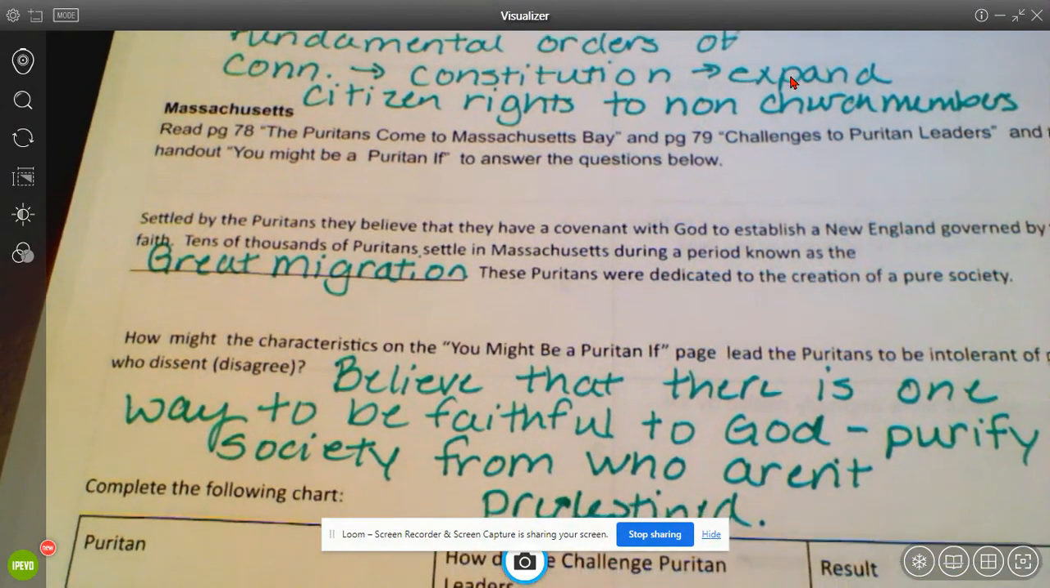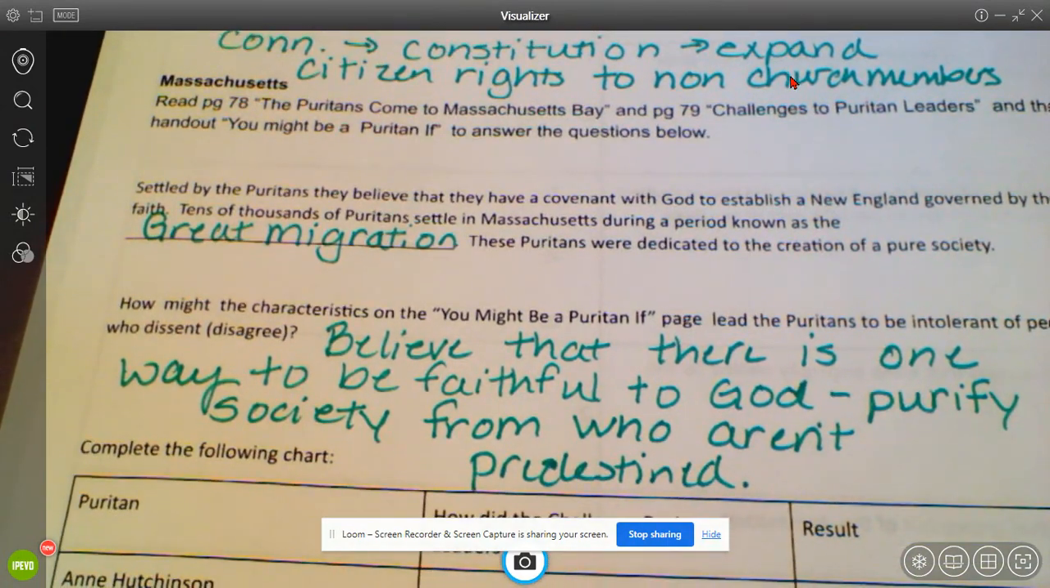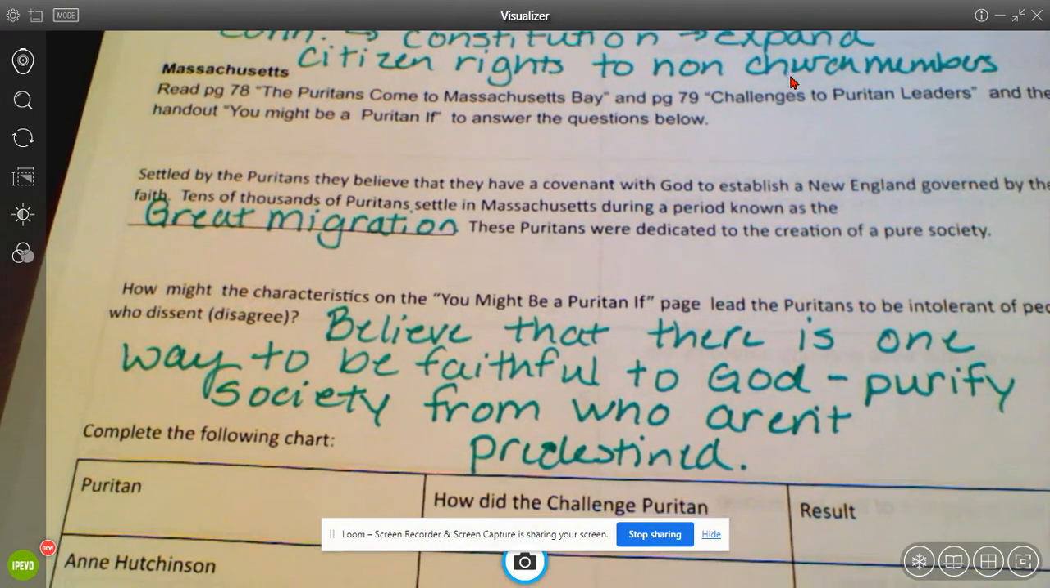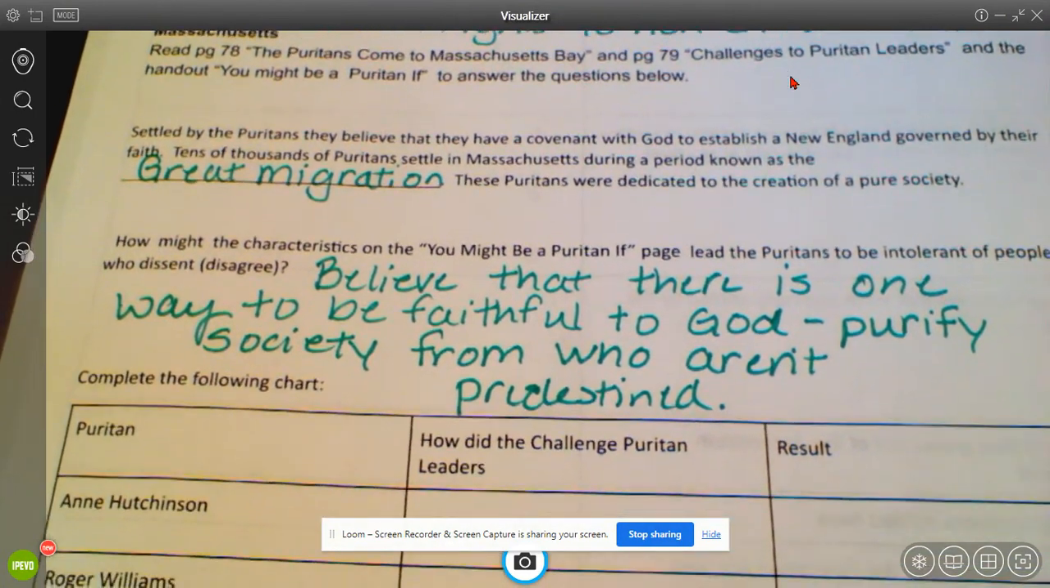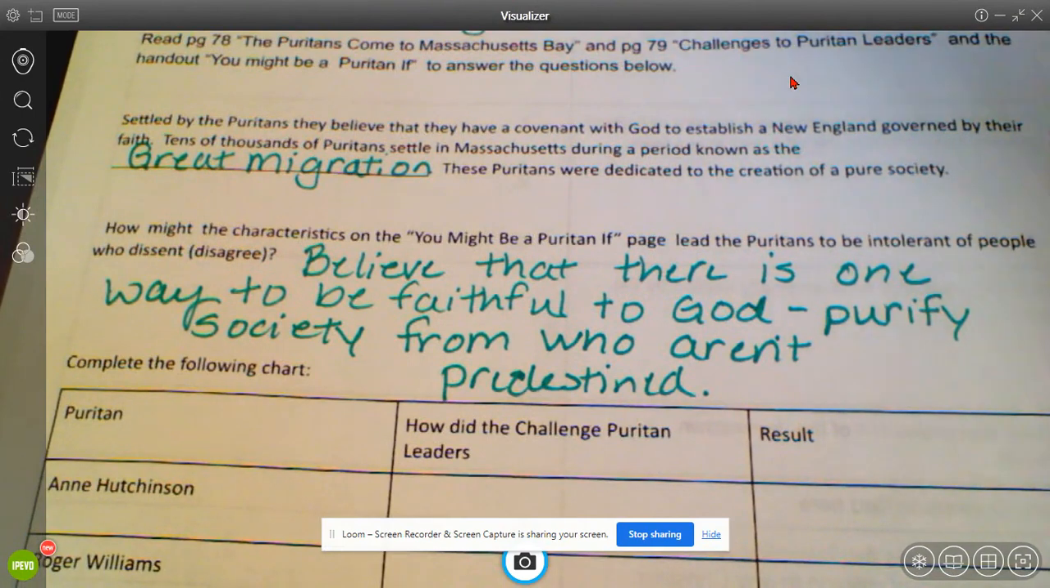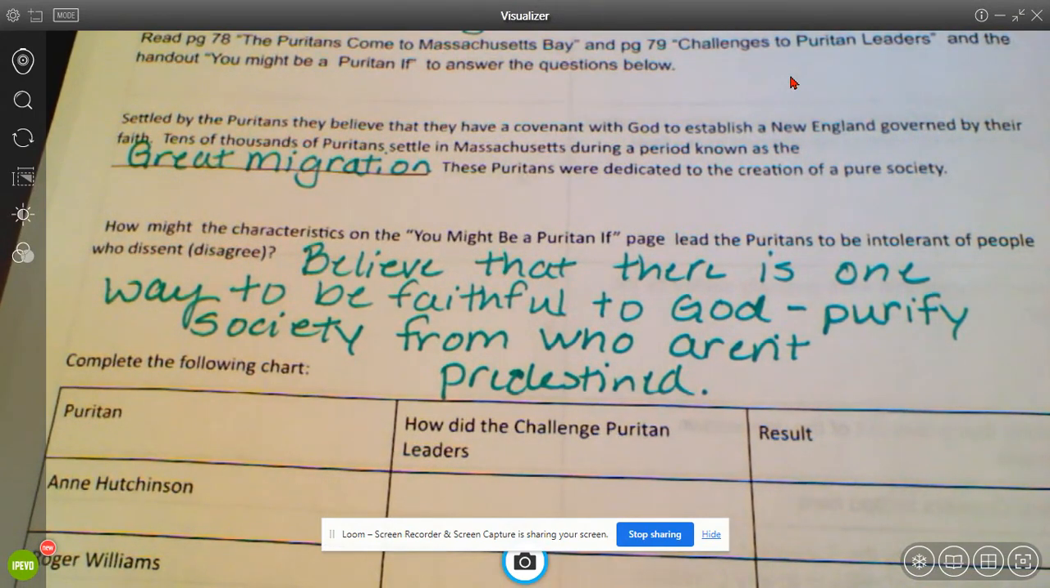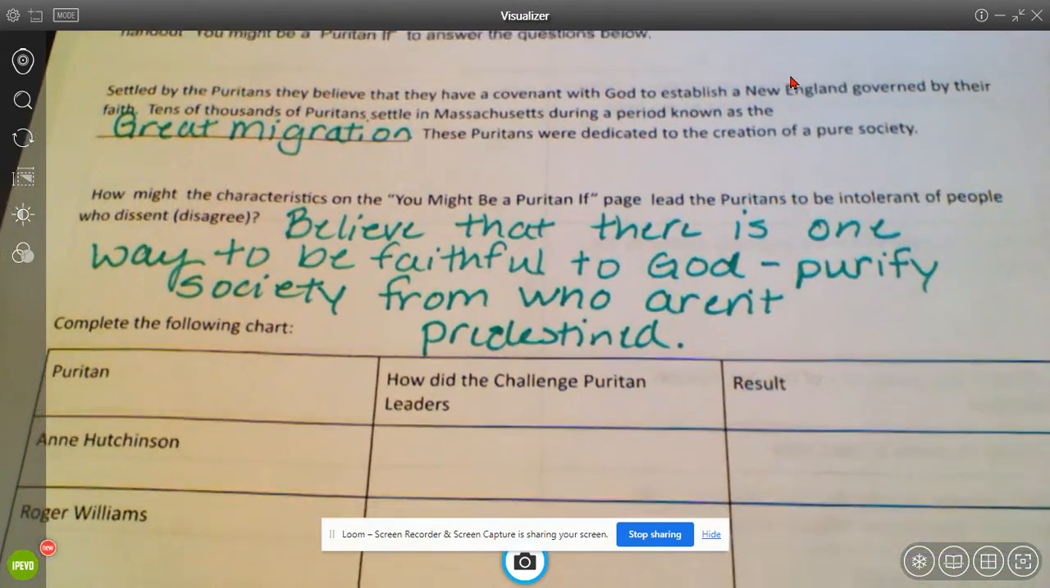And the key is here that they don't know who is or who isn't. So that leads to almost an increased intolerance because they're going to be watching everyone to see who might be someone who is among the selection, who is not.